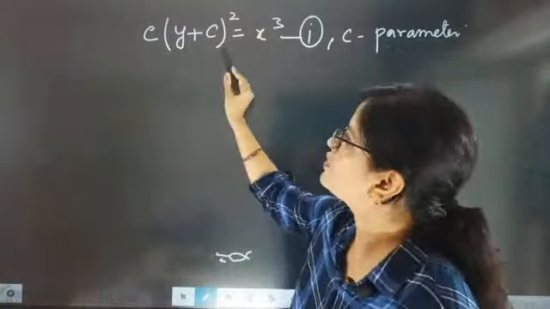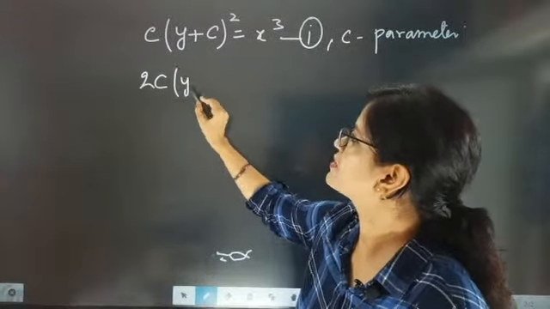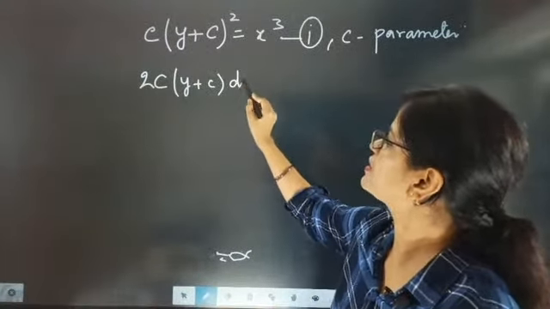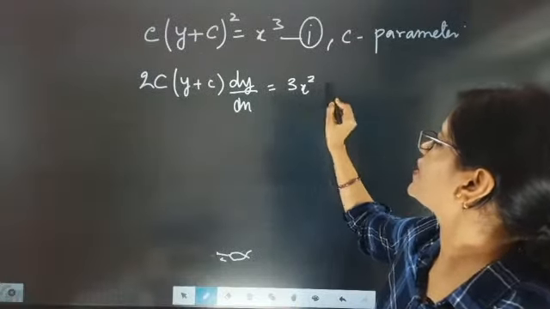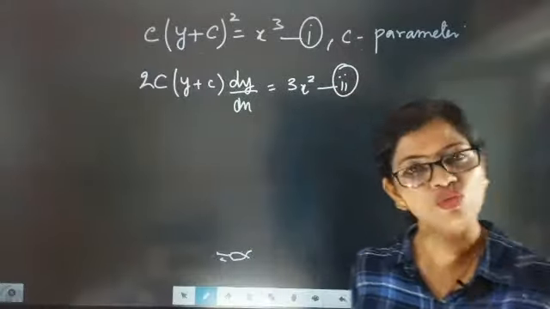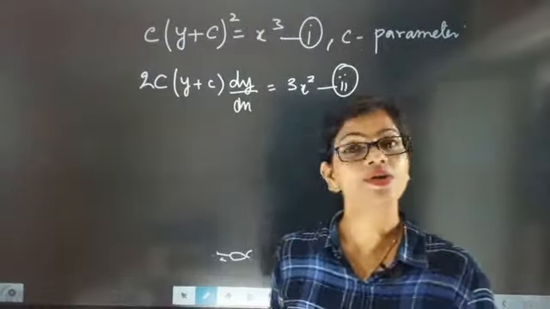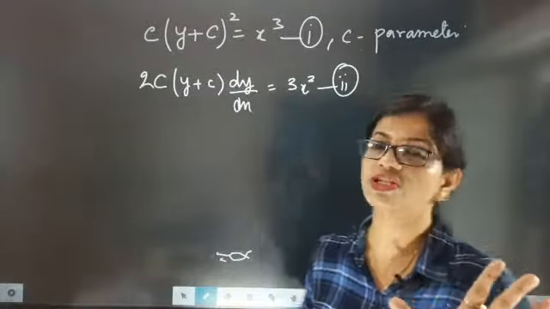Now we are going to differentiate this one. It is going to come as 2c(y plus c) dy by dx equal to 3x square. So this is equation 2. The big problem is we have to remove the parameter. Now we cannot differentiate it another time. One parameter, one time differentiation.